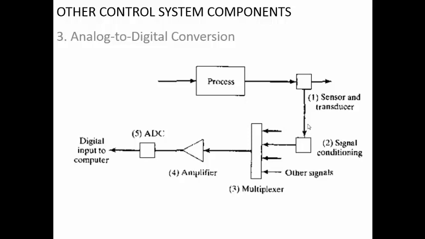The next element is analog to digital conversion, because most of the control system uses a digital signal. So if a sensor is giving an analog output, it has to be converted into a corresponding digital signal. So you are having the process. The output of the process is measured using a sensor.